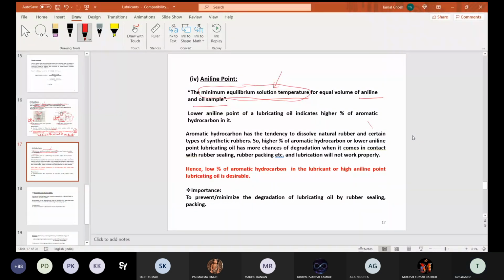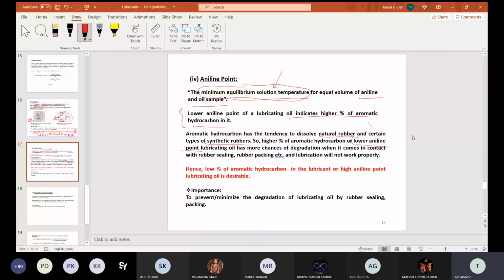Okay, now remember, the lower the aniline point, the higher the percentage of aromatic hydrocarbon present in that oil. Now aromatic hydrocarbon can dissolve natural rubber and certain synthetic rubbers. So a high percentage of aromatic hydrocarbon, that means a lower aniline point, has more chance of degradation when it comes in contact with rubber sealing, rubber packing, etc. And lubrication will be hampered.